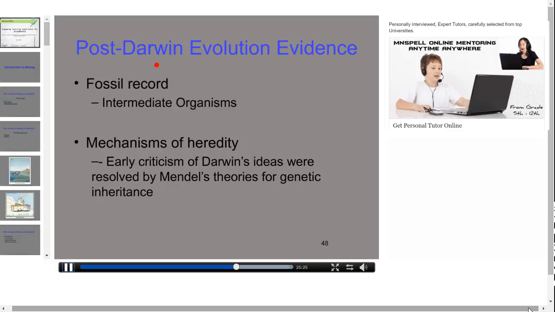Then he figured out the fossil records where the intermediate organisms were found. One such example was that of the dinosaurs, and he also was able to figure out the mechanism of heredity: what the features were before, and what the modifications or evolutionary characteristics were that evolved later on.